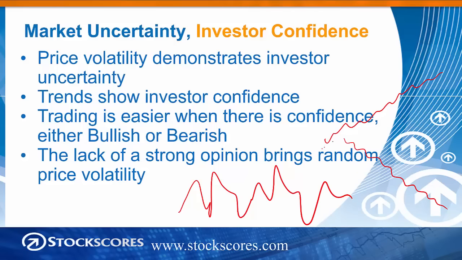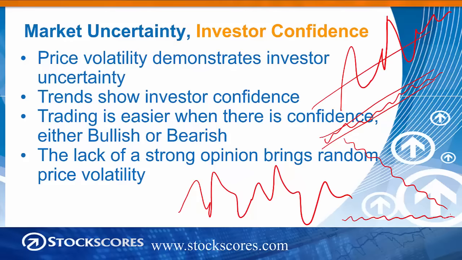But as long as the range is relatively narrow in the trend, without a lot of jumping around, that shows confidence. If you have a trend that goes all like this and generally is going up, that is still uncertainty. So it's all about the narrowness of the trading range as time passes. That is confidence. When you have lots of volatility, that is uncertainty. And uncertainty comes from a lack of a strong opinion. That brings this random price volatility. It's kind of what we've had in the last couple of weeks.